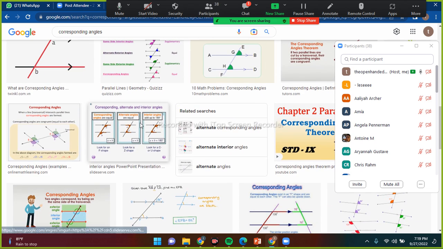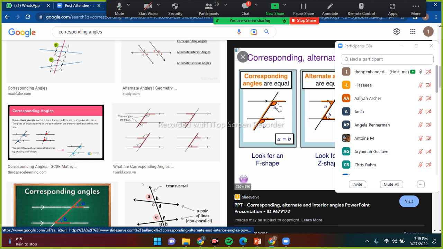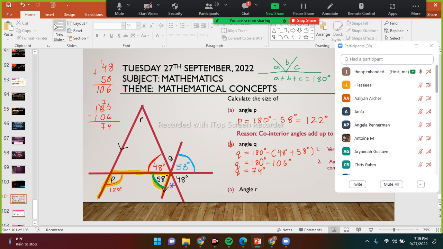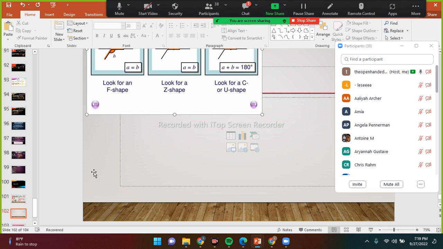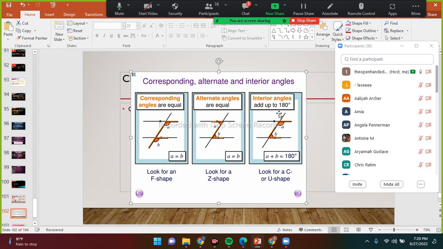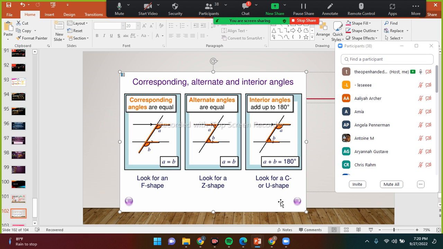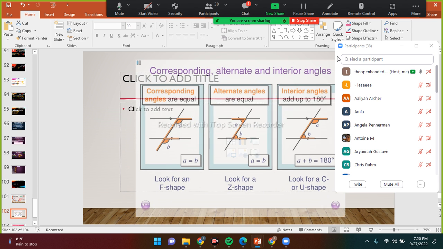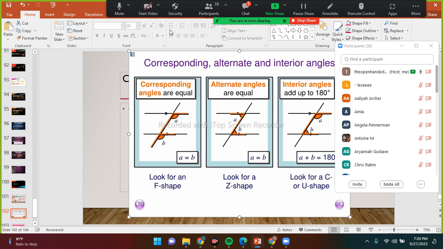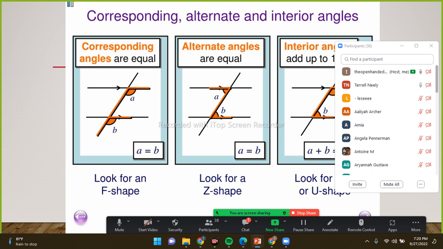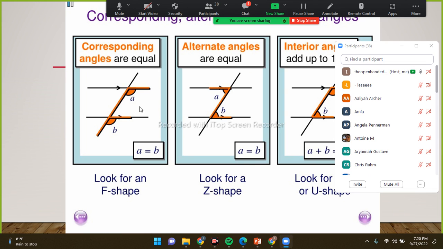Corresponding angles. I like this picture because it sums it all up. If you want to do well in geometry questions, you have to know these three. Today we only looked at the co-interior angle, and we're going to look at the corresponding one. The alternating one forms a Z. We haven't done that today, but we have done it before. Today I'm only going to focus on this one.